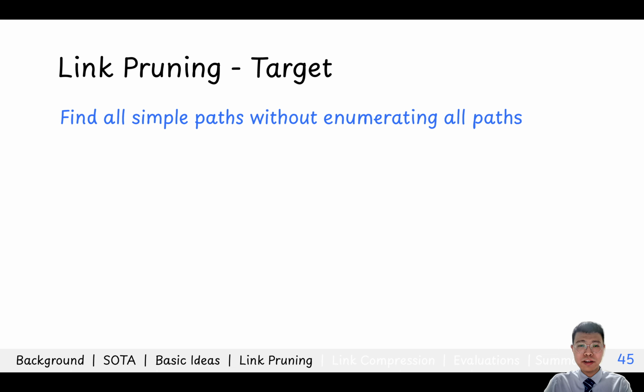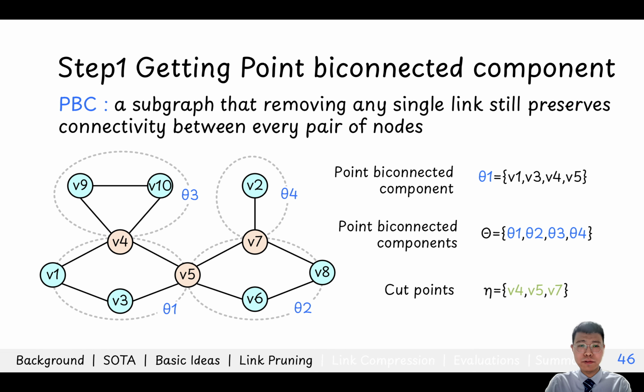Link pruning is targeted at finding all simple paths without enumerating all paths. We introduce PPC at first. PPC is a subgraph where removing any single link still preserves connectivity between every pair of nodes. For example, in this toy network, PPC31 has 4 nodes, V1, V3, V4, and V5, and this network has 4 components and 3 cut points.